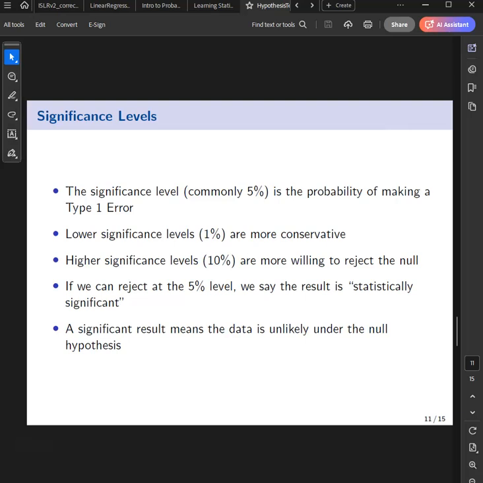The significance level, commonly set at 5%, represents the probability of making a type 1 error, that is, rejecting a true null hypothesis. Lower significance levels, like 1%, are more conservative and they require stronger evidence to reject the null. Higher significance levels, like 10%, are more willing to reject the null and they require less evidence. When we can reject the null at the 5%, we say that the result is statistically significant. This means that the observed data would be quite unlikely if the null hypothesis were true.